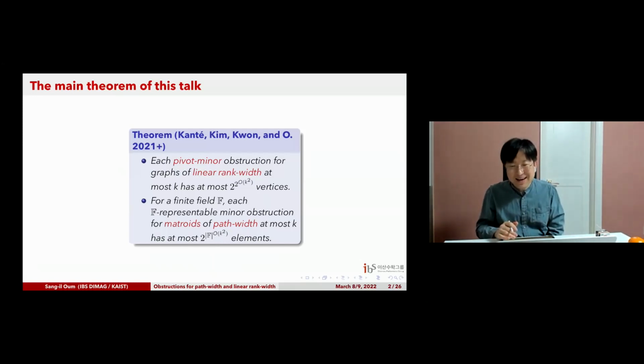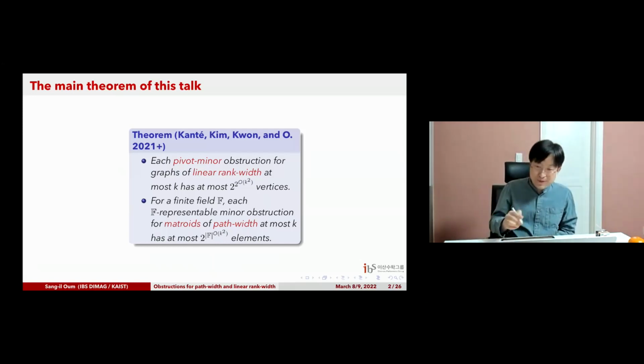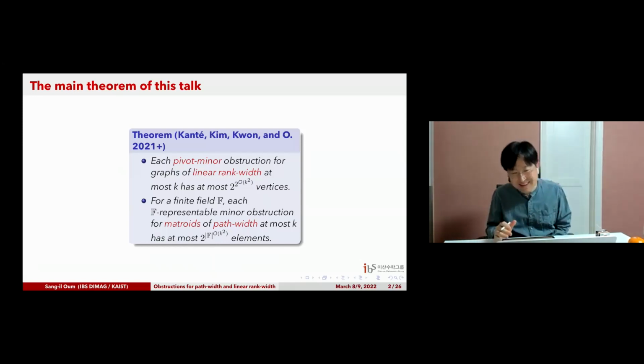main theorem. The proofs of both statements are quite similar. And even though we have many matroid experts here, I will probably mostly state it in terms of graphs, but later you will see why the same technique will go through. Actually, it's simpler to prove for matroids. Okay.